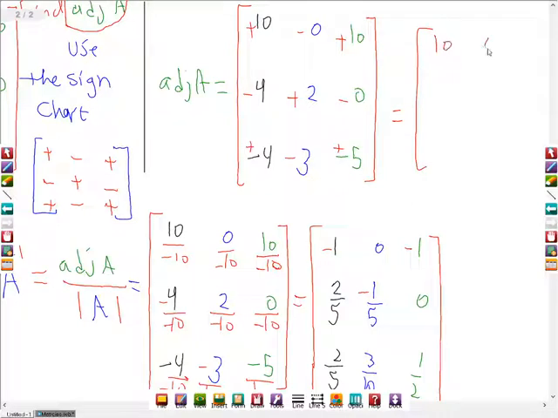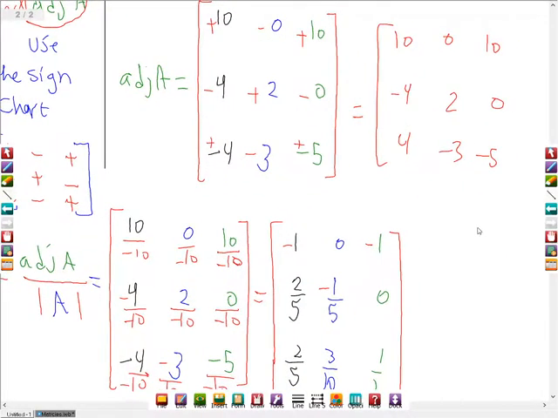Ten, zero, the negative does not affect the zero. 10, negative 4, 2, 0. Don't tell me the zero is affected by the negative, and negative 5. Okay, this is my matrix.